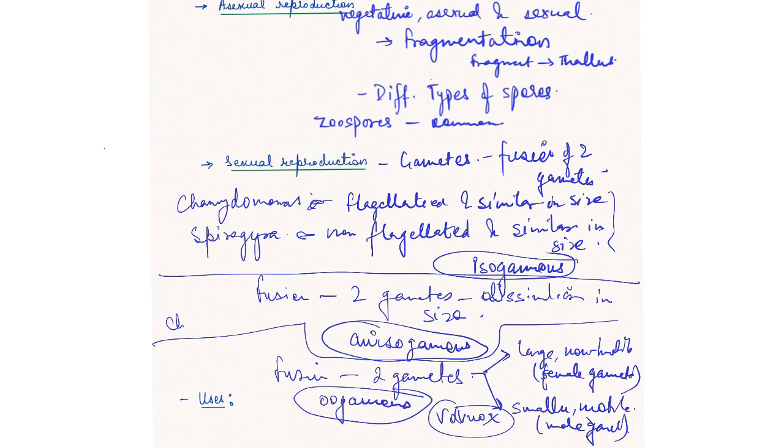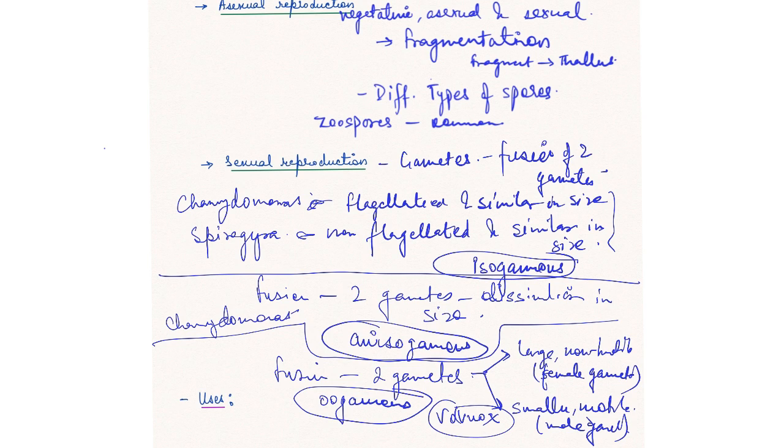Okay, this happens in Chlamydomonas. So basically there are three types of sexual reproduction. First one is isogamy, wherein both the gametes present are similar in size, but they can be flagellated or non-flagellated. The second one is anisogamy, wherein both the gametes are dissimilar in size.